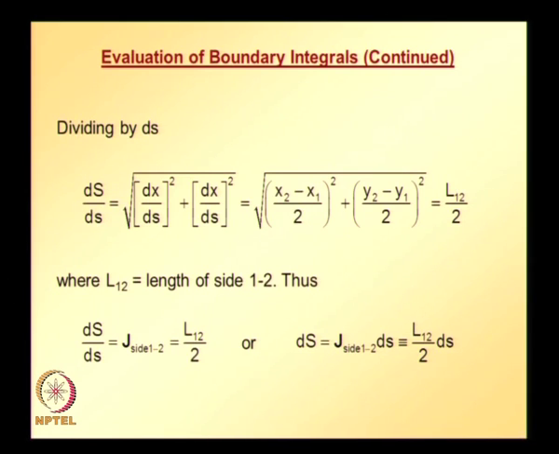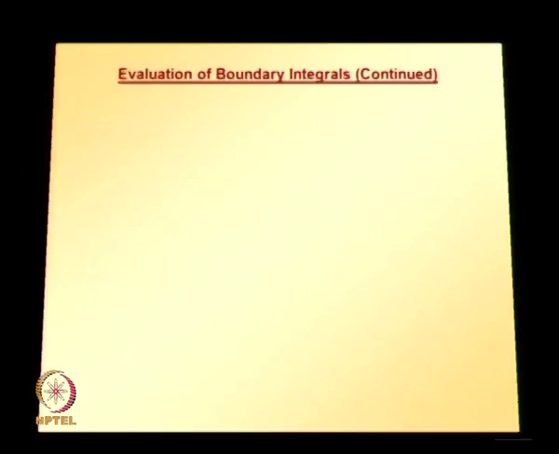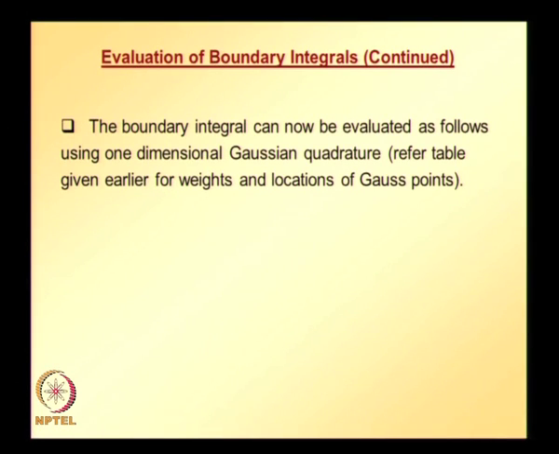So we can replace in the integral wherever we see D capital S with L over 2 D small s, where small s goes from -1 to 1. So the limits of integration also get changed. The boundary integral can now be evaluated as follows using one dimensional Gaussian quadrature, and to get the points and weights we need to refer to the tables that we already have from the earlier lectures.